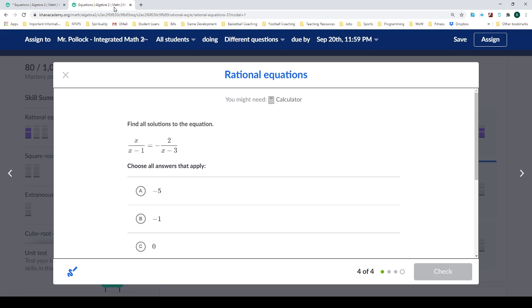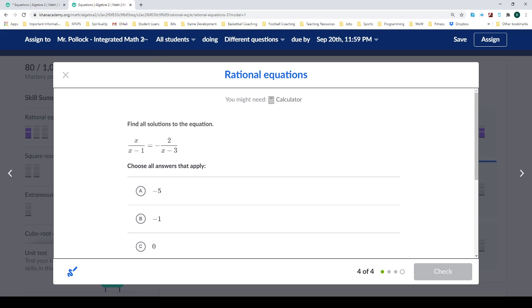Okay, so let's look at a little harder one now. This one has x's in different places, so we could end up with a quadratic equation at the end, which is why I wanted to do an example like this. You can see a quadratic, because if you haven't done a quadratic in a while, it might mess with you a little bit. So this is x over x minus 1 equals negative 2 over x minus 3.